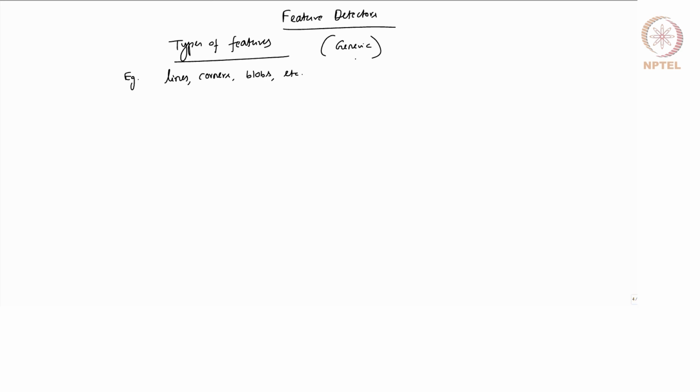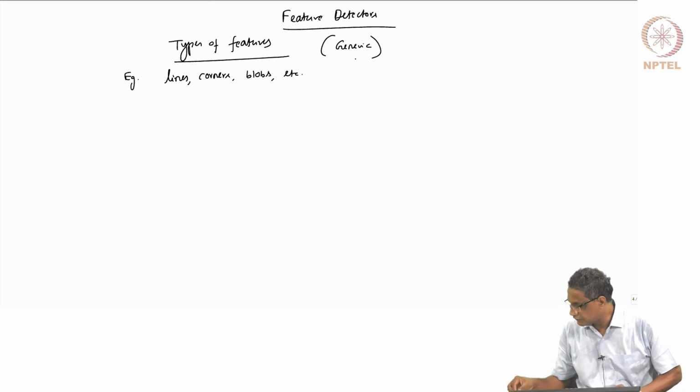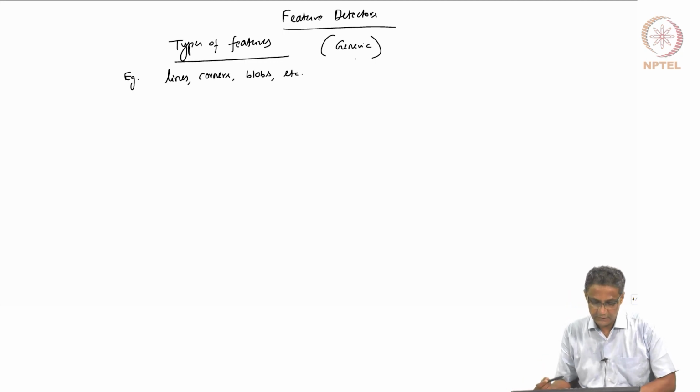So when we are talking about feature detectors, we are talking about something much more generic, which should be uniform. Whichever image I pick, I should be able to tell where the lines are, where the corners are, and so on.